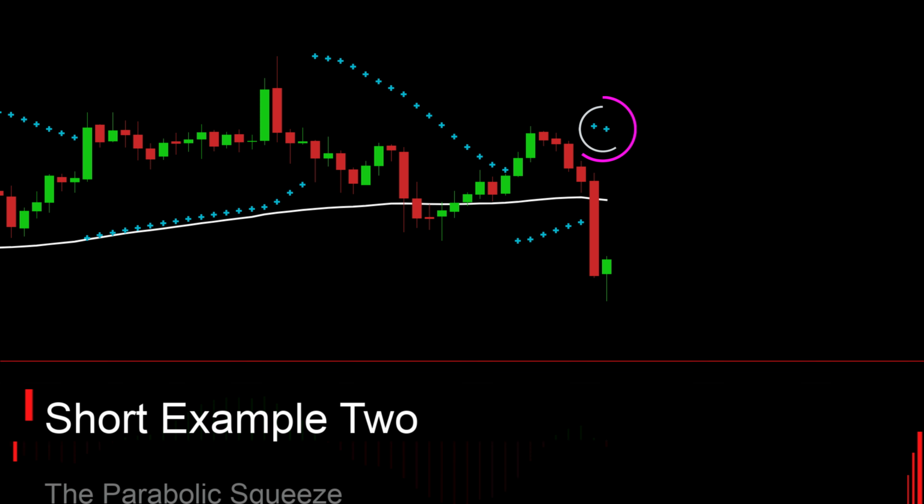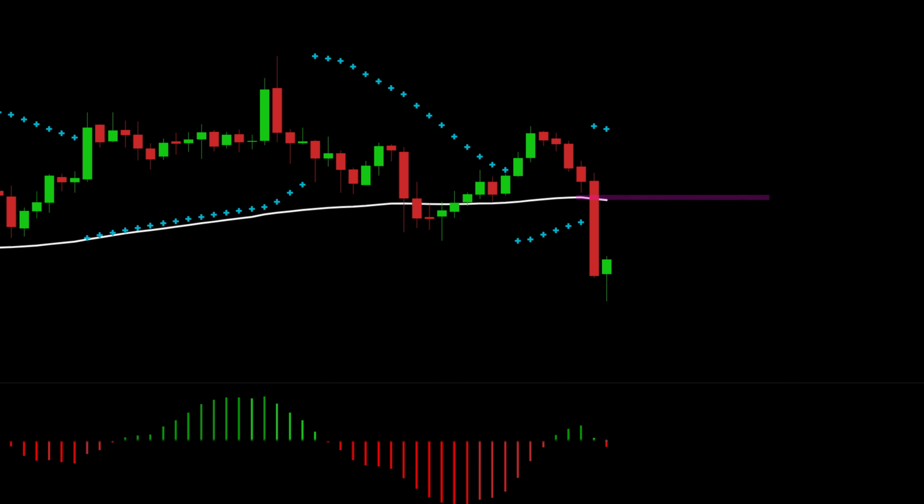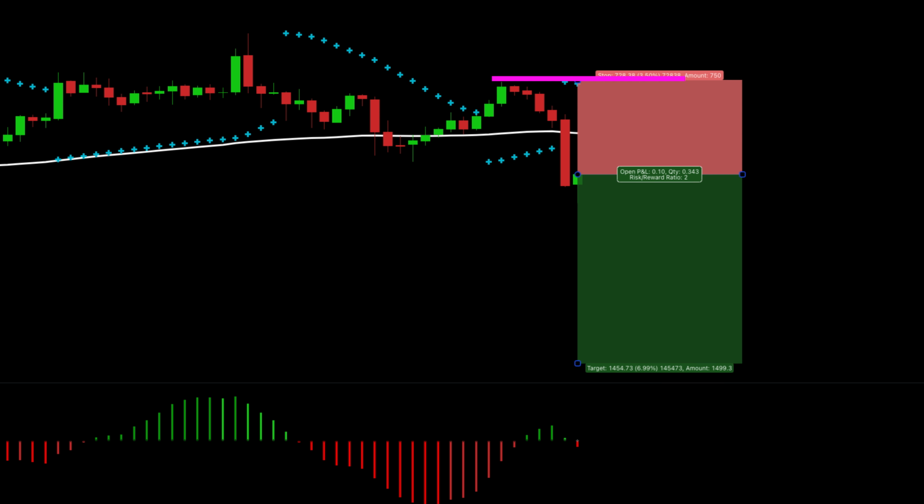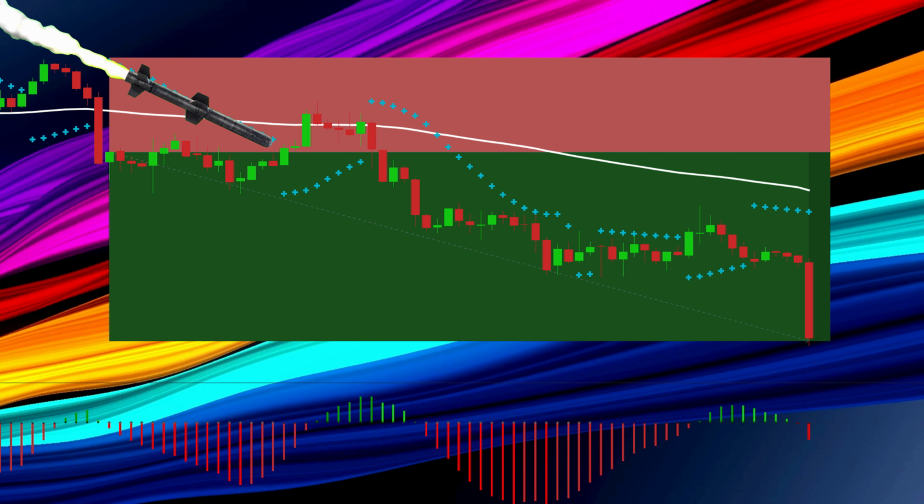First, there is a parabolic SAR sell signal. Second, a candle closes below the last candle that printed a parabolic SAR buy signal. Third, price is trading below the 100 EMA. And finally, the squeeze momentum indicator is red. The green candle is our trigger. The stop is placed at the previous swing high and the target is 1 to 2. And after a while, the final example hits the profit target.